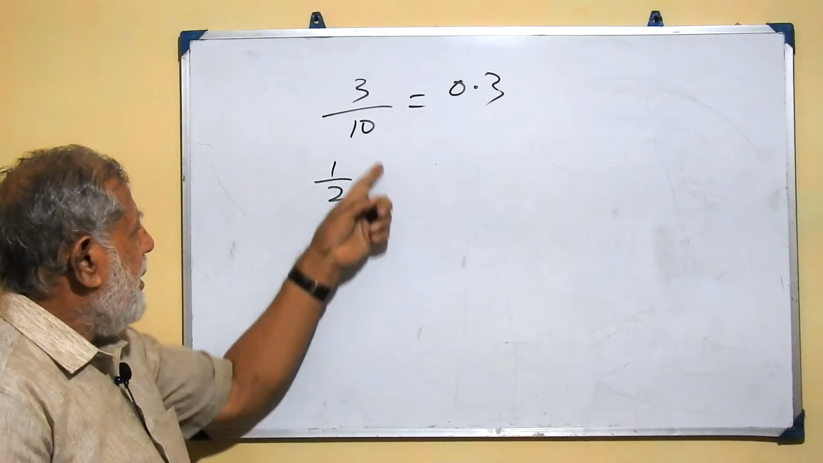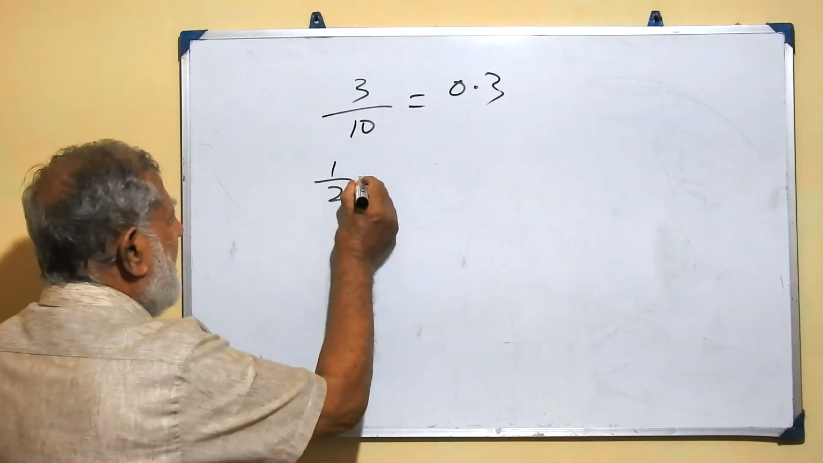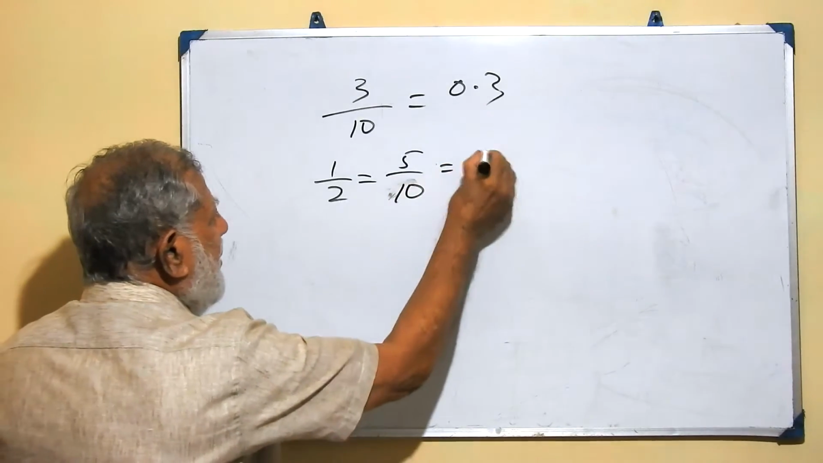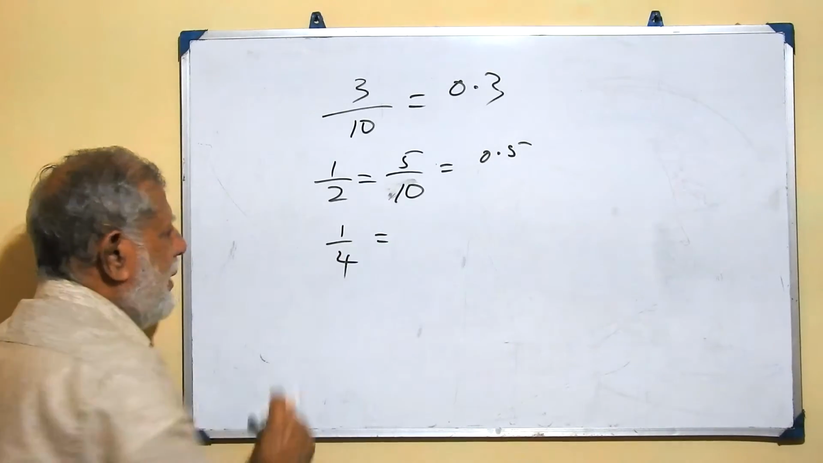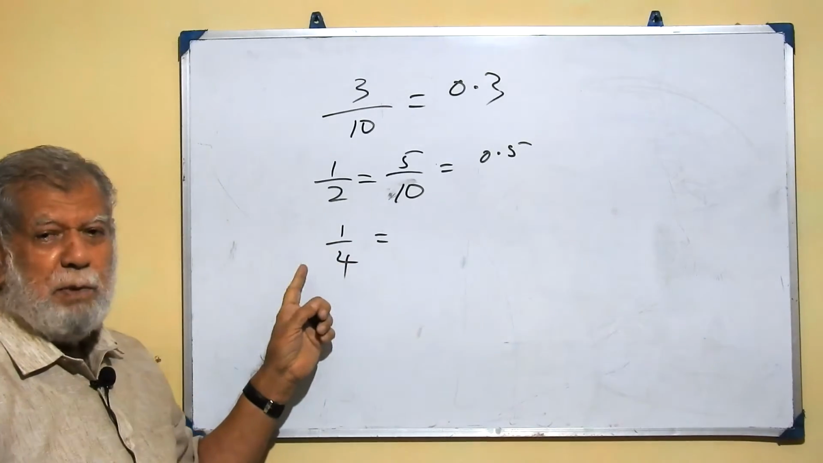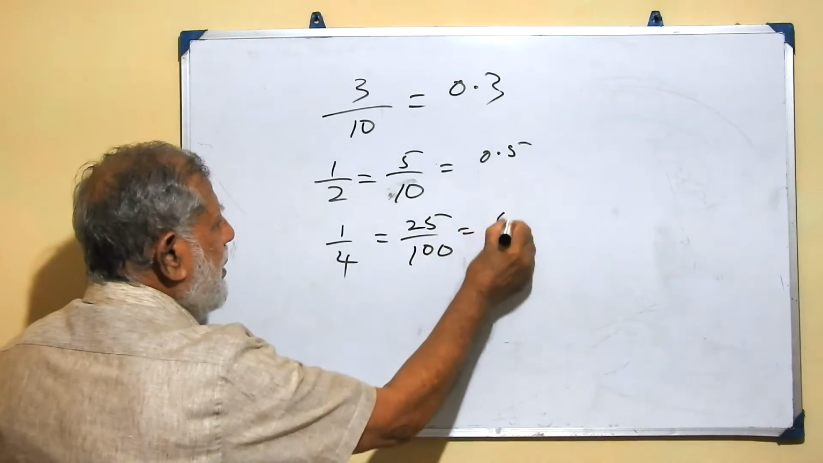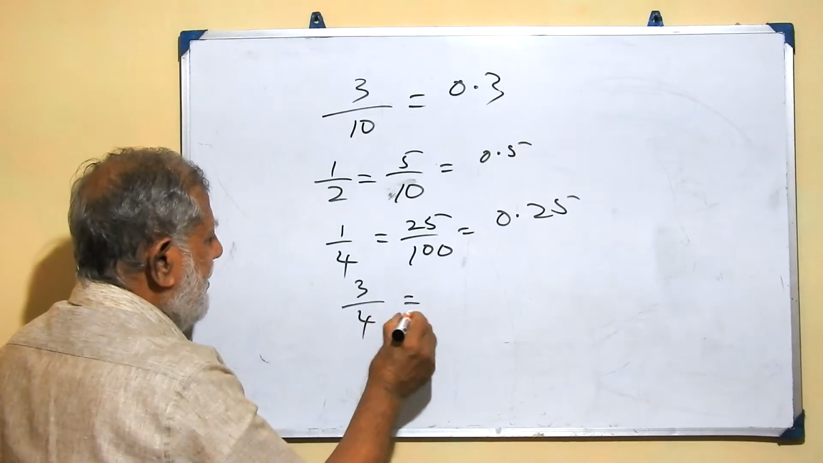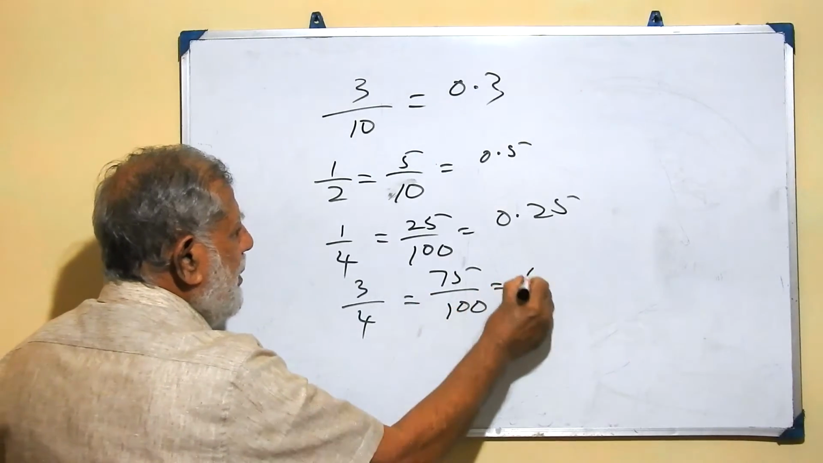So what we should do is make the denominator 10. One method is the equal fraction method: you can multiply by 5, and 5 times 2 is 10. So that is equal to 0.5. Same way, 1 upon 4. We can't write it as 0.1, we have to make this 10 or 100. So multiply this by 25. The answer is 25 upon 100, that is equal to 0.25. Look at 3/4. Multiply this by 25 again. 25 into 3 is 75 upon 100, that is equal to 0.75.